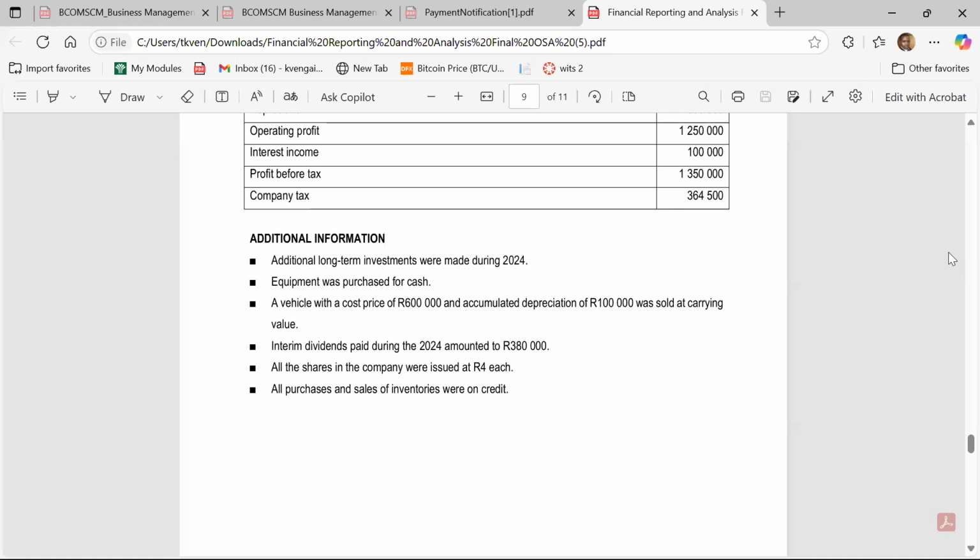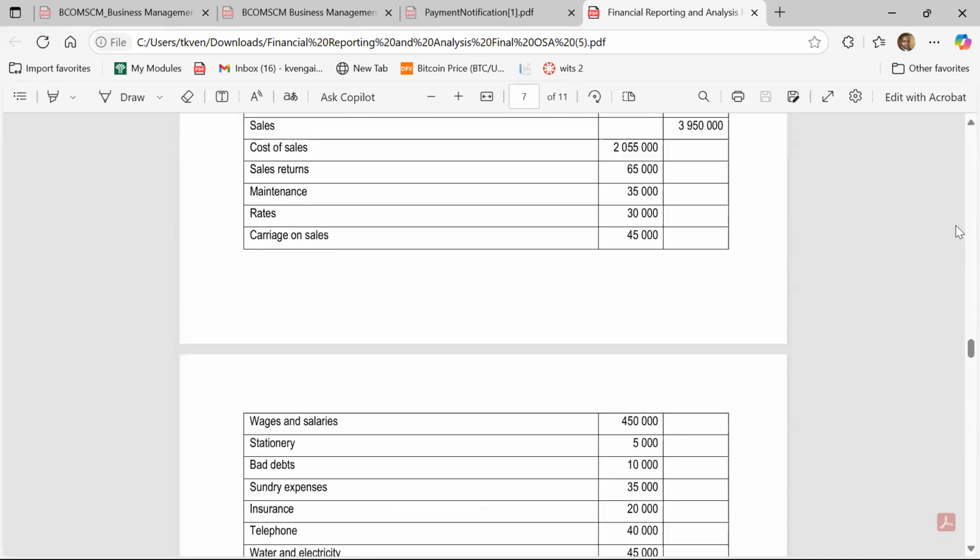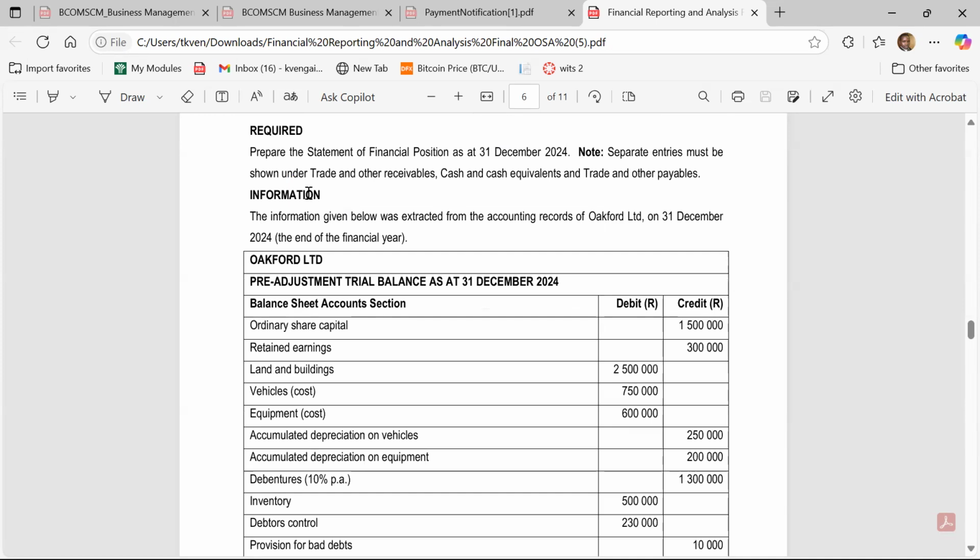So we are done with the preliminaries, right? So your lecturer gives you this. This is an example of a trial balance. Do you see what I was saying? You see, balance sheet accounts: land and buildings, you can see how much money is in it. Is it debit or a credit? Vehicles, how much money is there? Is it debit or a credit? Inventory, how much money is there? Is it debit or a credit? Debtors control, how much money is there? Provision. So that's a list of balances.